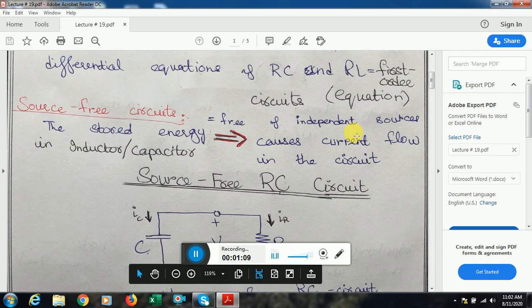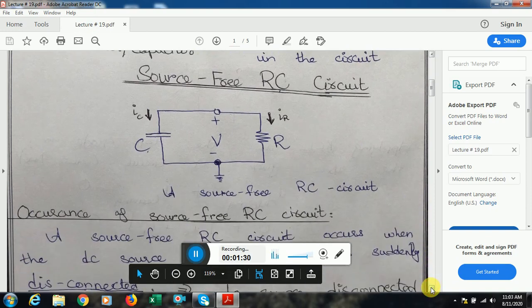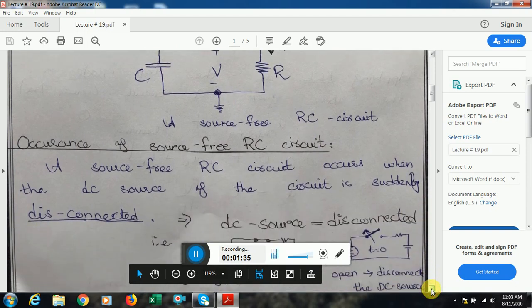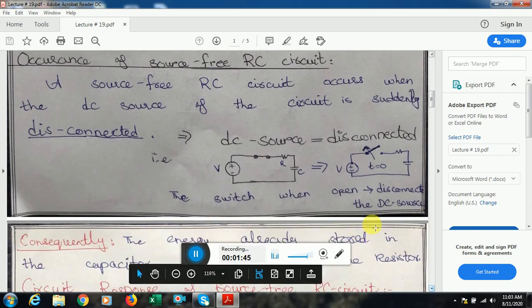First of all, we have to see that when we have an RC circuit and it is source free, what is the response of the circuit. Free of independent source can be done as we assume that a source was attached to this RC circuit, and at time t equal to 0, the source was turned off. This means that the capacitor has been charged with its initial charge, and i is equal to C dV by dt. A source free circuit occurs when the DC source is suddenly disconnected. This means that the capacitor has been charged at t equal to 0.